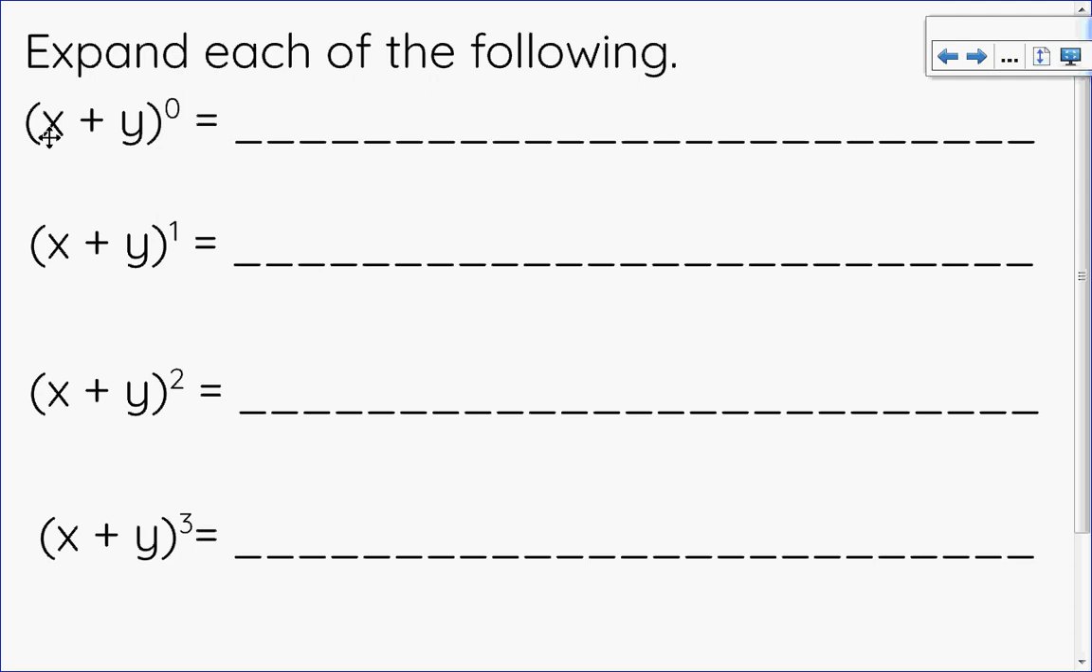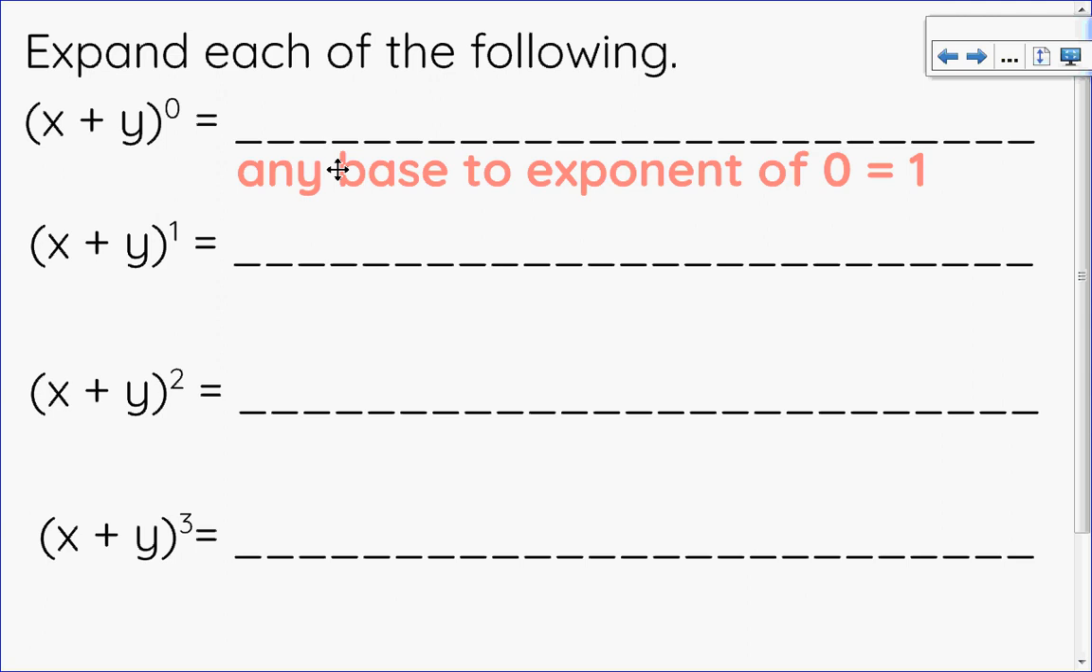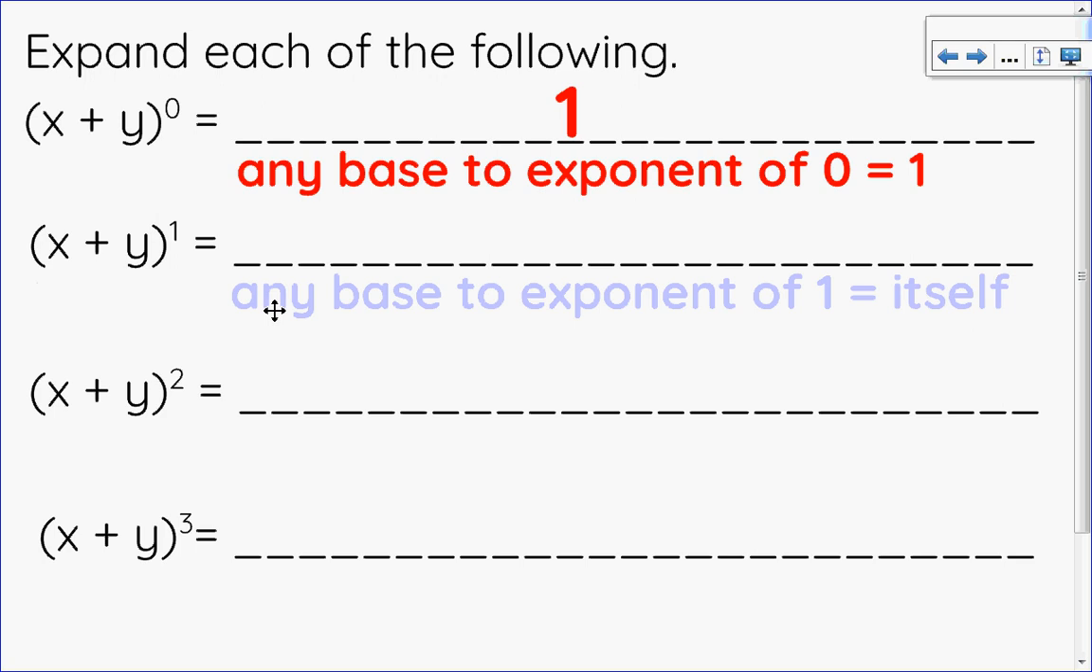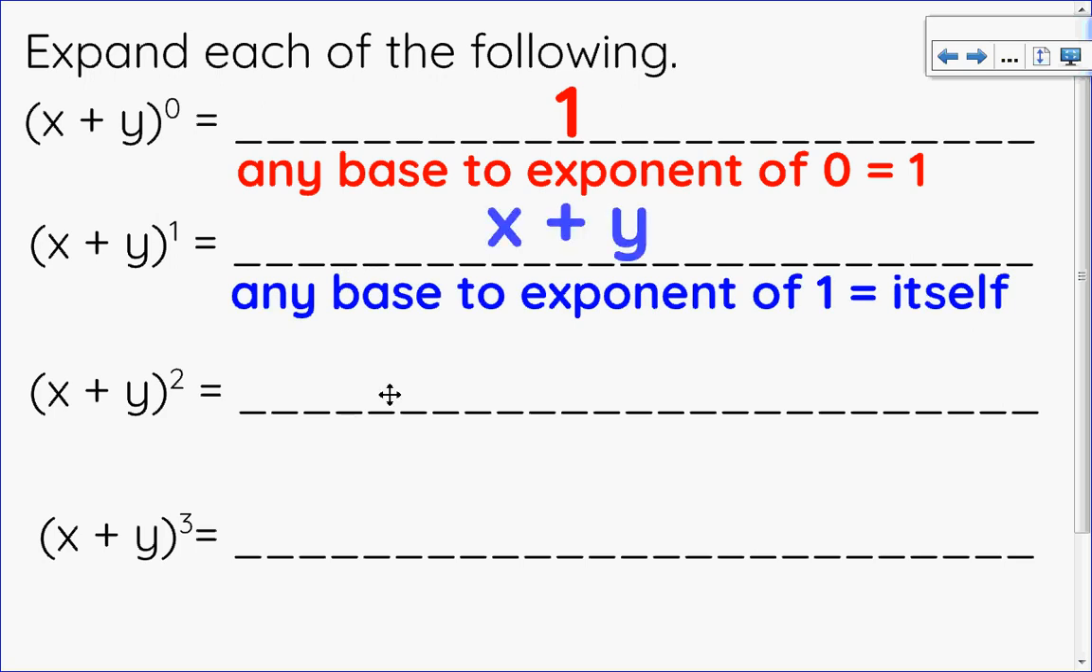So if we start with the definition of a binomial, it's two terms separated by add or subtract. So let's just look at the very simple x plus y binomial. When I raise it to the zero, any base raised to the exponent of zero just equals 1. If I have x plus y to the 1, any base to an exponent of 1 just equals itself. So I end up with x plus y.